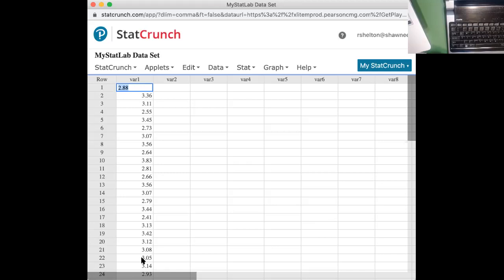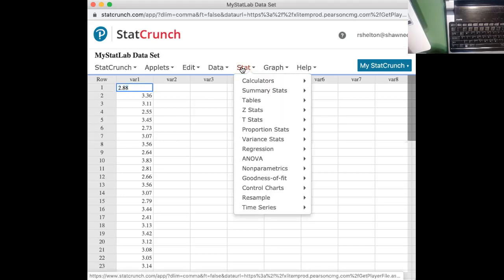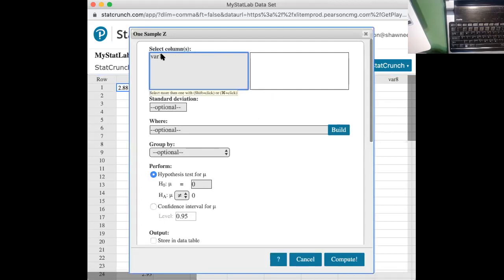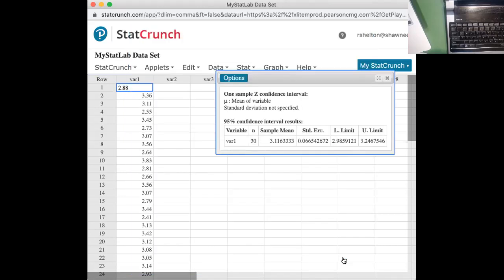There's a 0.025 chance you're in the left tail, and also a 0.025 chance you're in the right tail. So it says to find this confidence interval. Well, we can just go to Stat, and this is a z-stat because n was 30. Our sample size is big enough, and we had a normal population. We got one sample and we have the individual data points, so we'll say with data. We select the data. Then we come down here and click confidence interval 95, and we say compute, and it gives it to us.